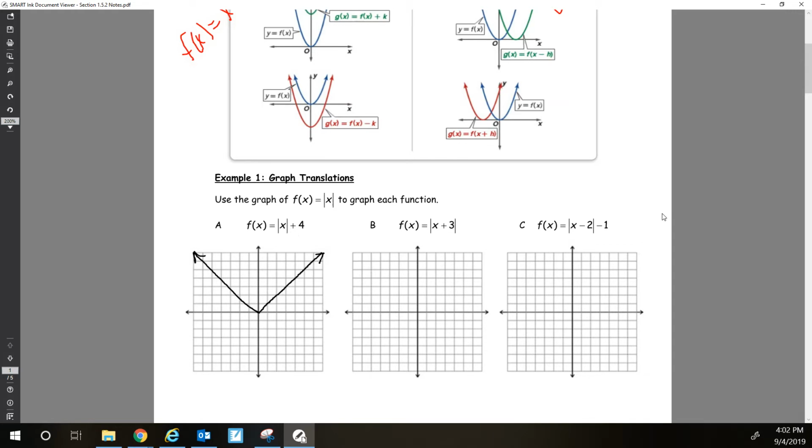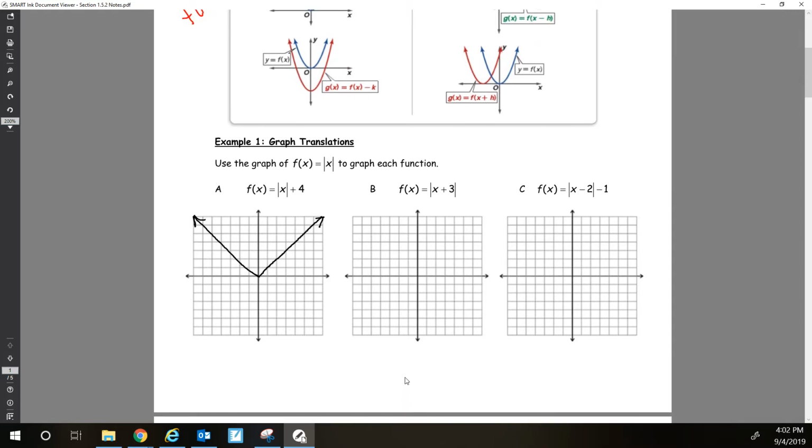What is my transformation here? It's outside of the absolute value, so it's going to be a vertical transformation. So this is a vertical shift. It's positive 4, it does exactly what it says, it's going to go up 4. So I'm going to take this flat graph, I'm going to shift it up 1, 2, 3, 4. There's the center of it. And this would be my new translated or shifted, you'll see it said both ways, graph.